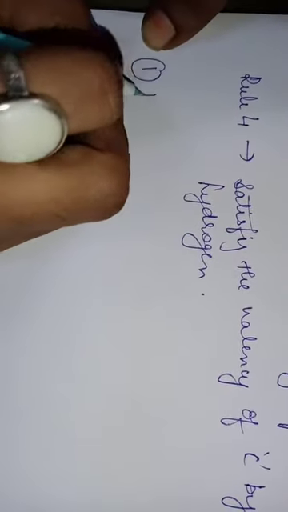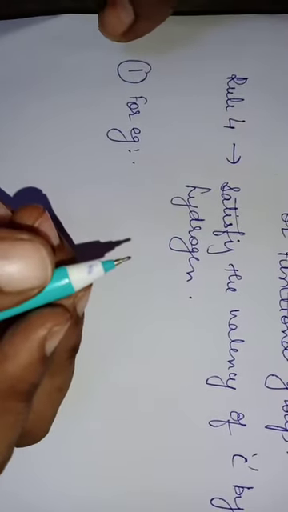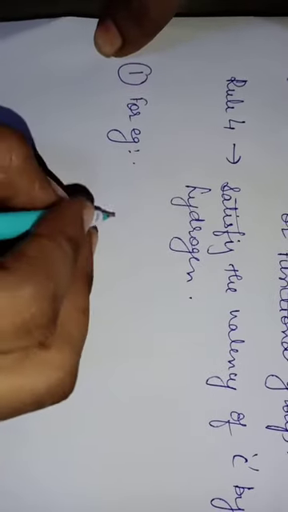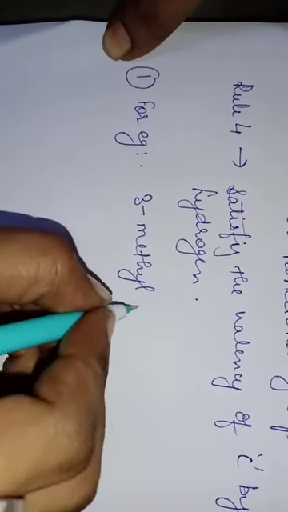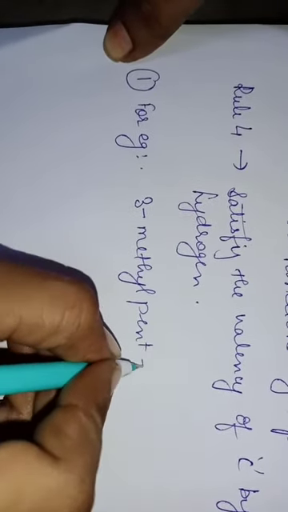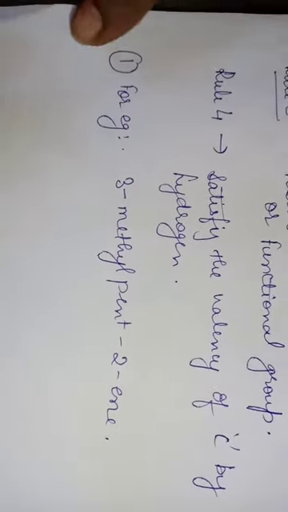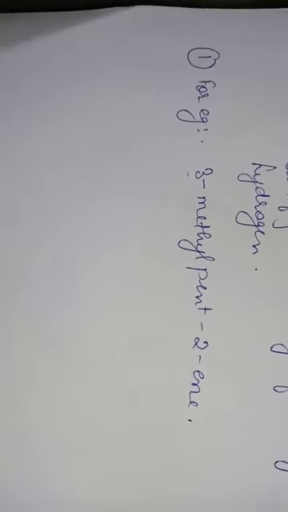Now let us take the first example. Say the compound is 3-methyl pent-2-ene. Okay children, so this is my compound, 3-methyl pent-2-ene.